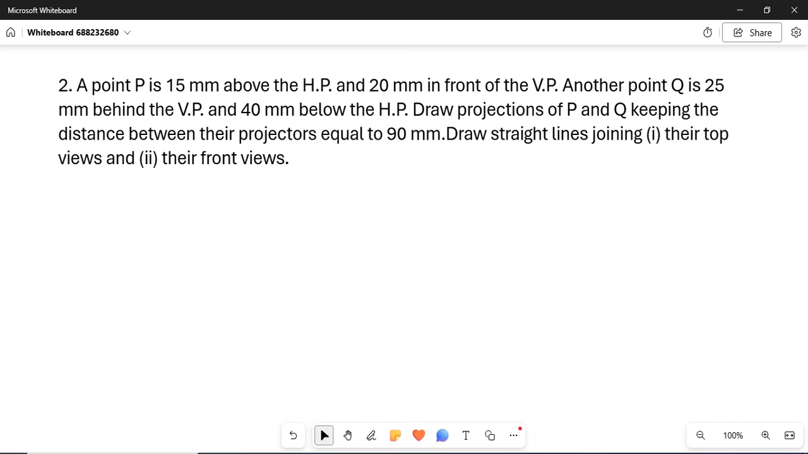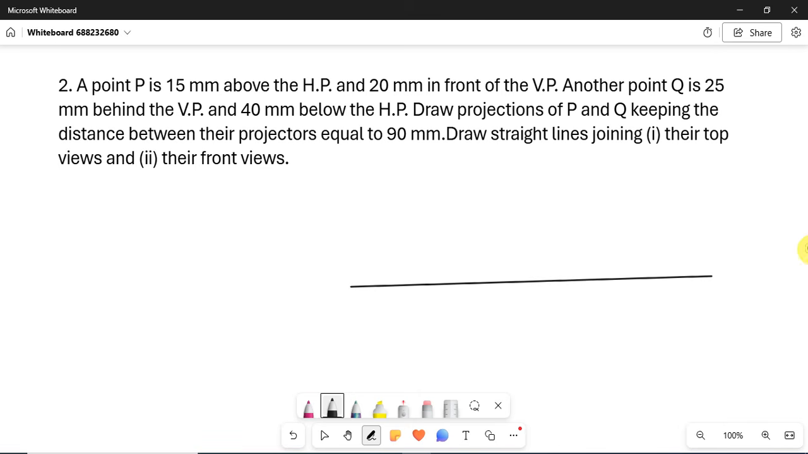Good morning students, today we'll discuss the projection of a point, the next problem. First draw the XY line. Draw the XY line. So now read the problem.